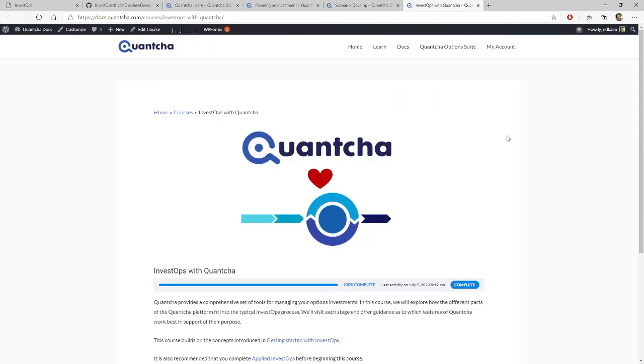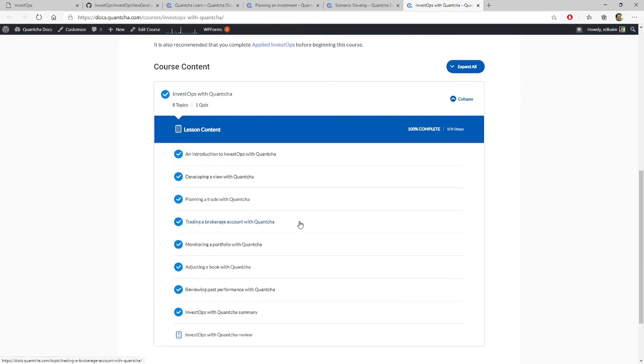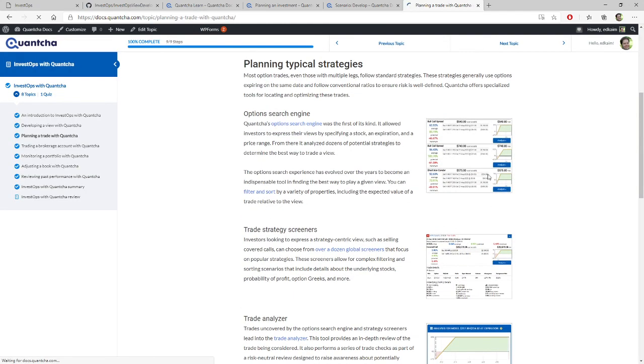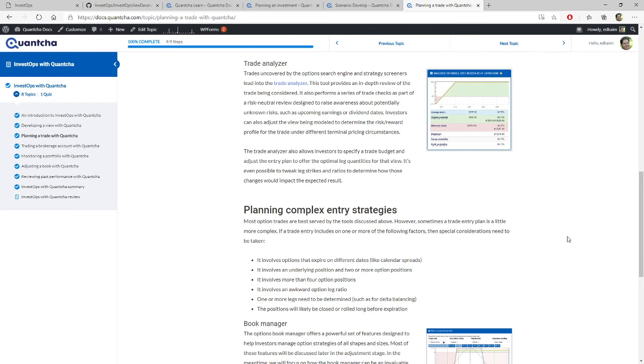And then finally, the InvestOps with Quantra course just talks about all the specific features and things we have along the way. So for example, in our planning a trade, this talks about tools that you can use to help find specific trades with Quantra, depending on how you're planning to trade your strategy. So once you have your view and you say, I'm looking for this price target or this time frame or whatever, you'll be able to learn more about that there.